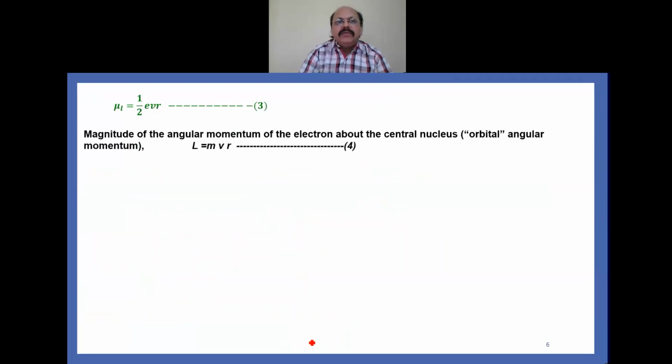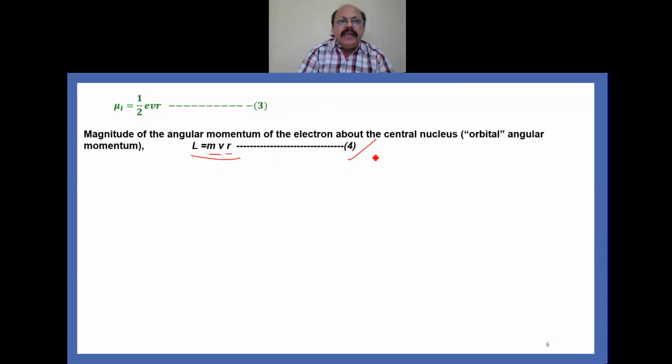Now since the electron is revolving in its orbit, it must have angular momentum, and that angular momentum of the electron about the central nucleus, L equal to mvr, you have already studied. Angular momentum is the product of linear momentum and the perpendicular distance. So here the linear momentum is mv, r is the perpendicular distance, and L is the angular momentum. So L equal to mvr. Mark this equation number 4.